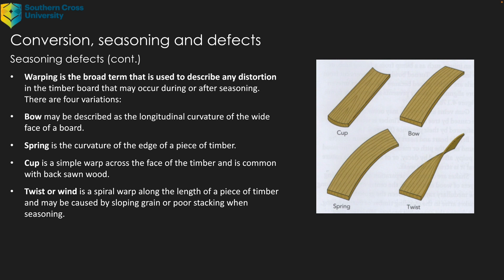Spring is the curvature of the edge of a piece of timber. Cup is a simple warp across the face of the timber and is common with backsawn wood. That's where we say it cups away from the centre of the tree. Twist or wind is a spiral warp along the length of a piece of timber and may be caused by sloping grain or poor stacking when seasoning.